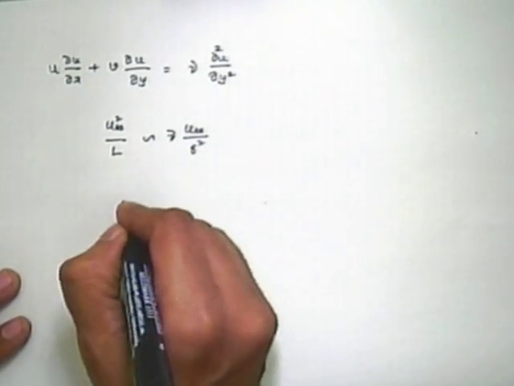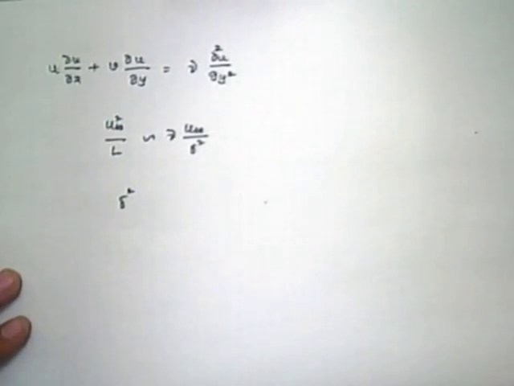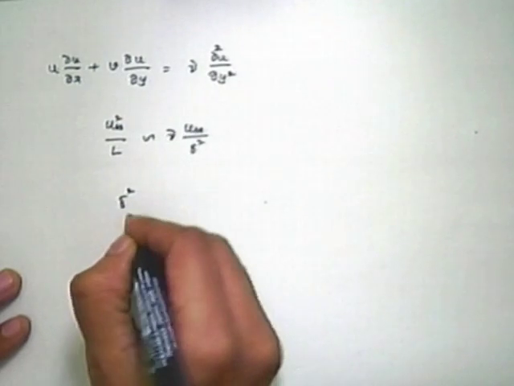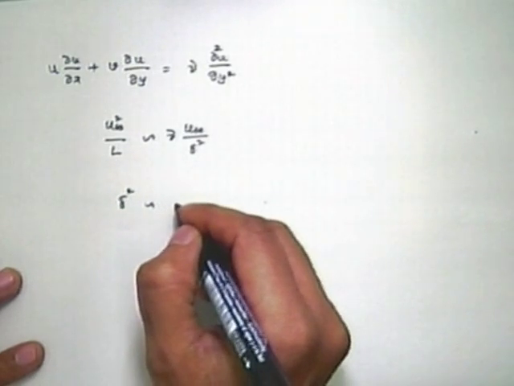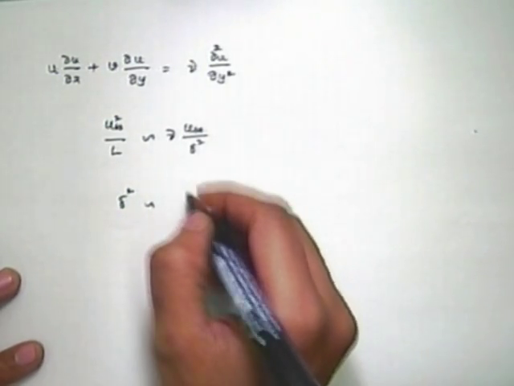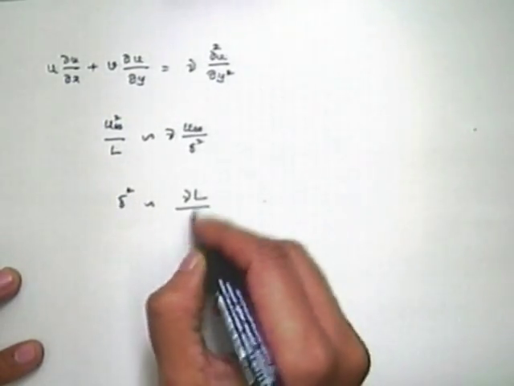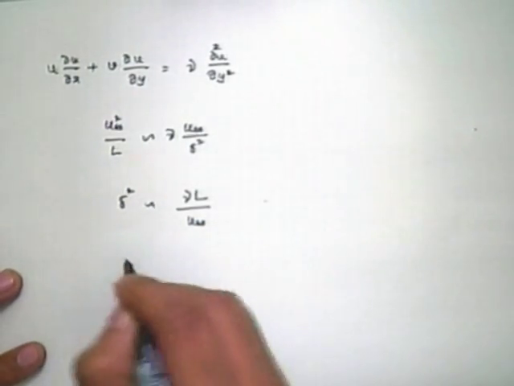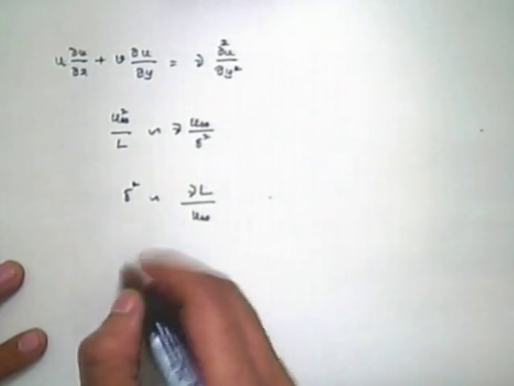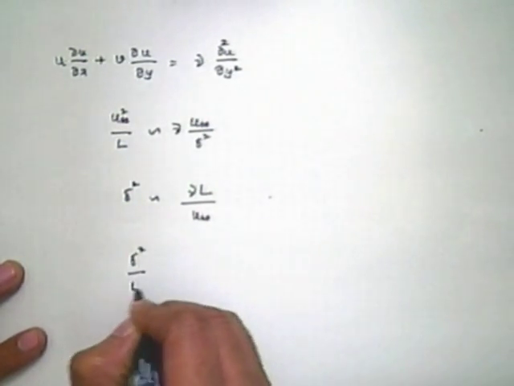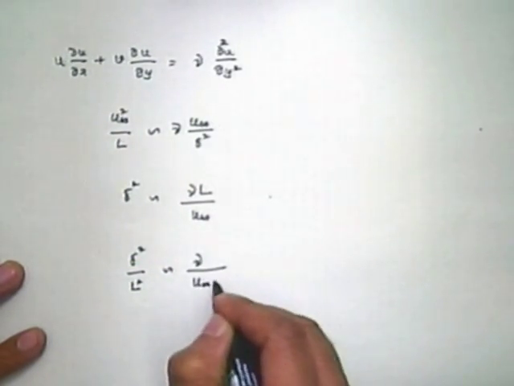Let me write delta squared on the left hand side. They are of the same order, they are not equal. Delta squared is of the order of, what do I get? Can anyone help me with the algebra? Praveen Savarkar. Delta squared is of the order of nu L by u infinity. Let me divide both sides by L squared. What do I get? Delta squared by L squared is of the order of nu by u infinity L.